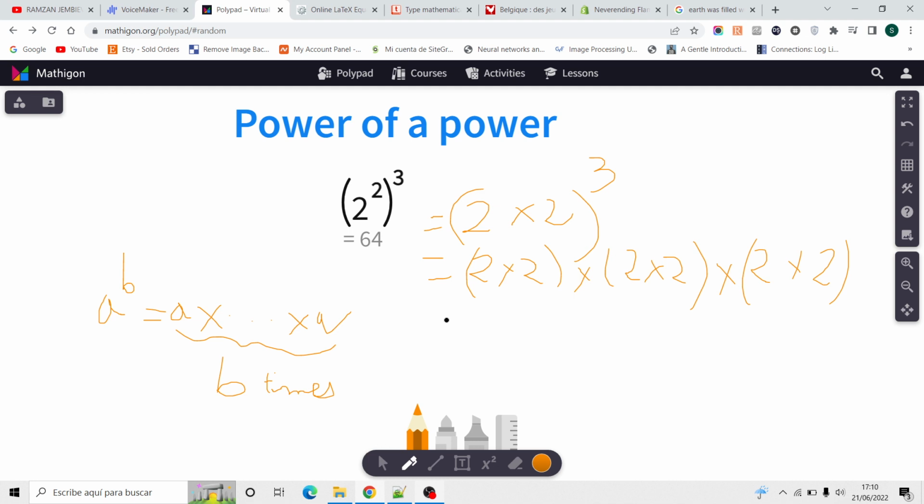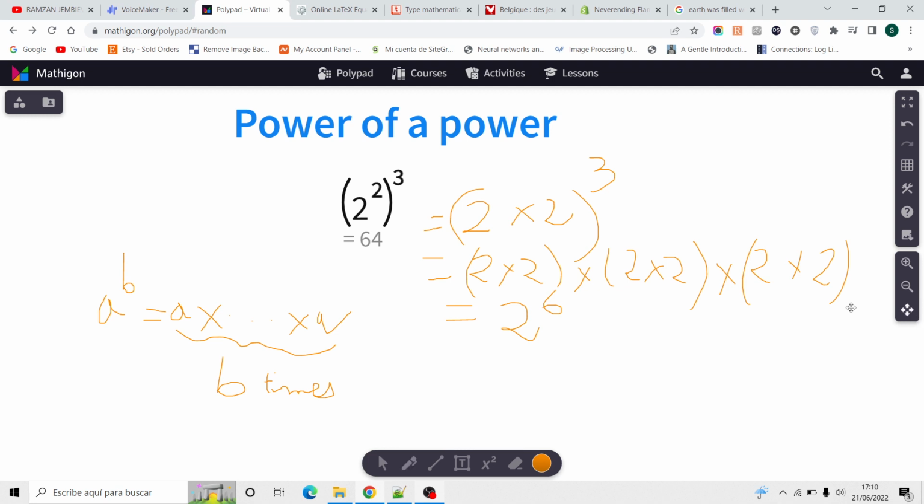So here we have 2. We can remove the brackets and we have 2 times 2 to the exponent 6. Okay. So simply we multiply the exponent.